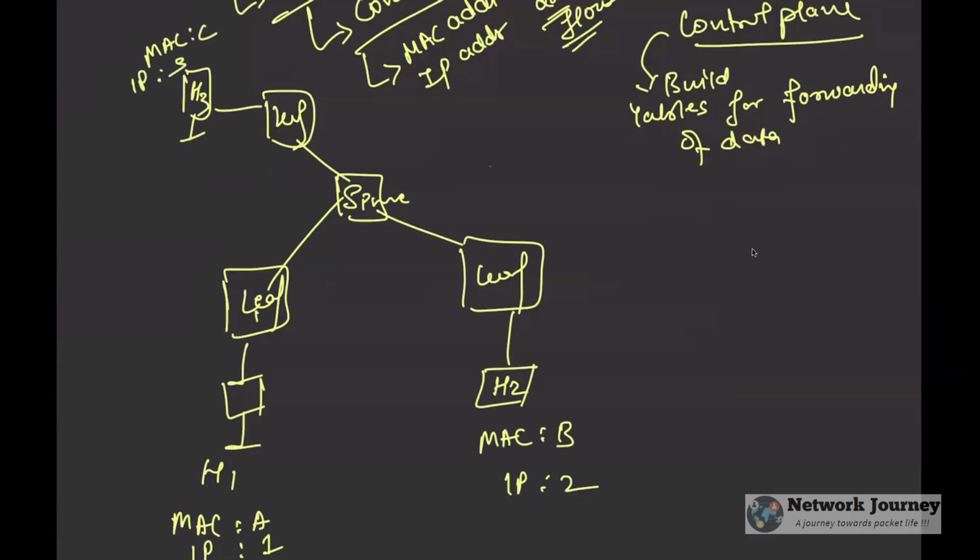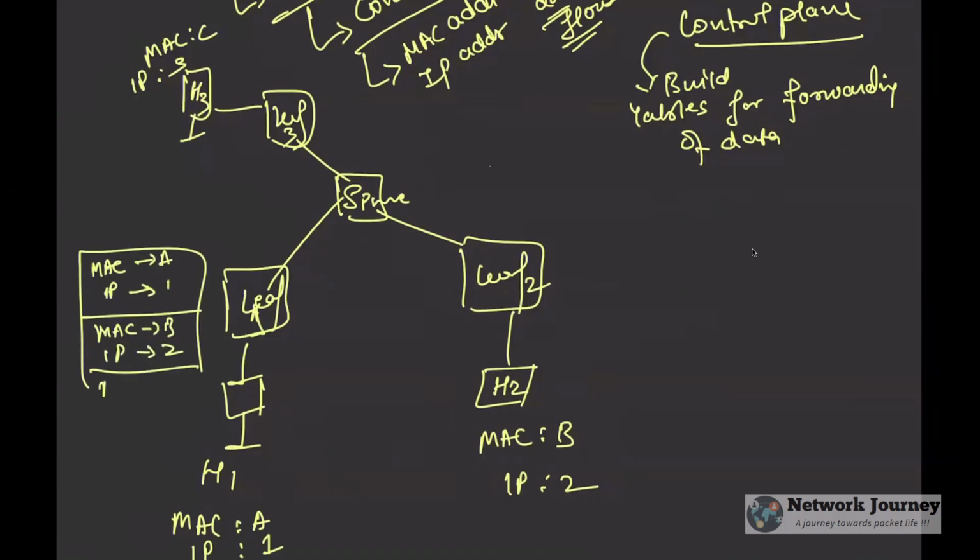Now, if my leaf 1 knows the MAC address and IP address of these in a table, the MAC and IP of B and the MAC and IP of C, before sending any data, then do you think we need an ARP? No, right? So we don't need the unnecessary broadcast. That is known as ARP suppression, which we can do in VXLAN.